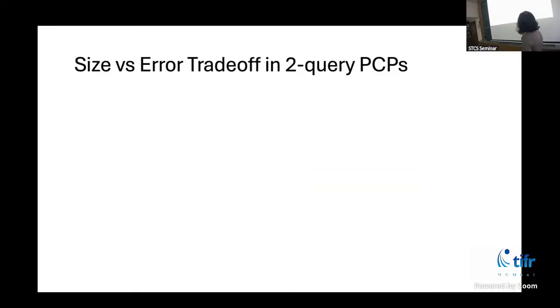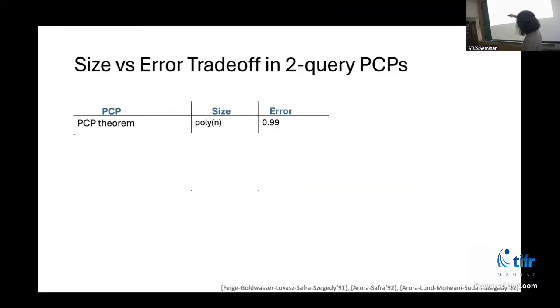Okay, so let's look at the size versus error trade-off. In all these results, we fix the alphabet size, so each location is only allowed to contain a constant number of bits. The first result is, of course, the famous PCP theorem, where they showed a size which is polynomial in the length of the original proof, and the error was something close to 1. So you will accept wrong proofs with quite a large error, but still bounded away from 1.